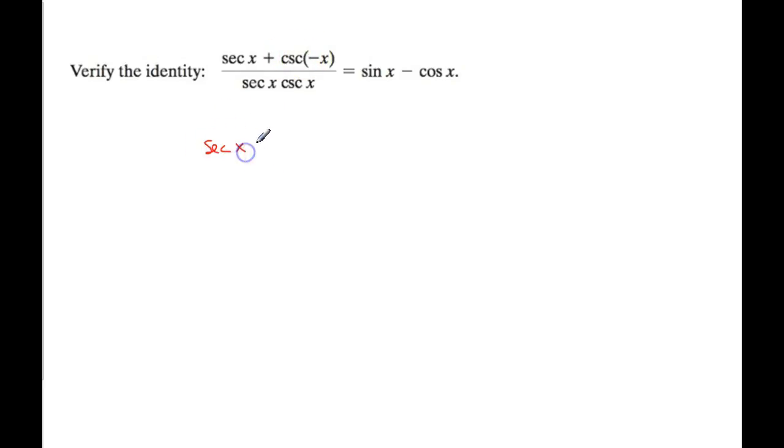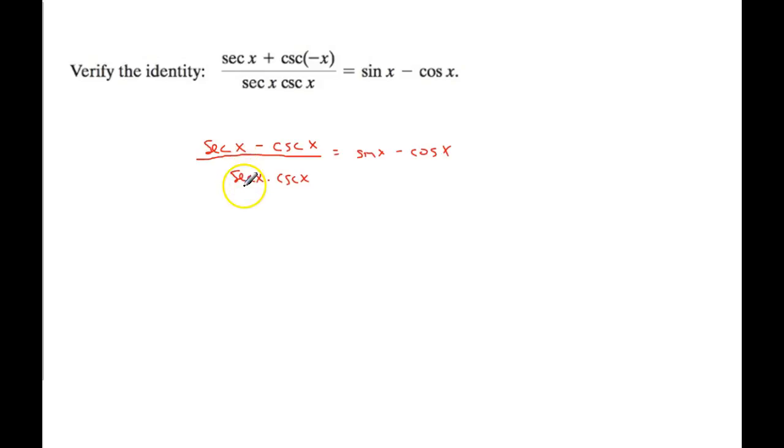So secant x minus cosecant x over secant times cosecant. And it says that's equal to sine minus cosine. Alright. And so again, I don't have to write that. I could just work with the left side if I wanted to. Alright, now secant x times cosecant x, secant x minus cosecant x on the top.